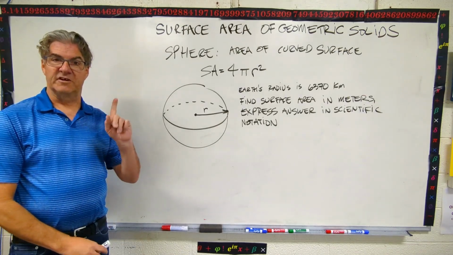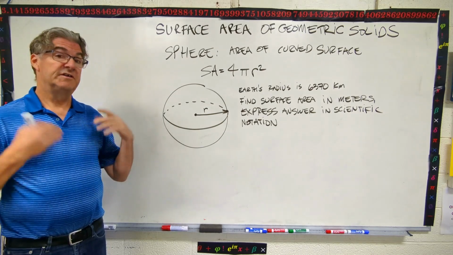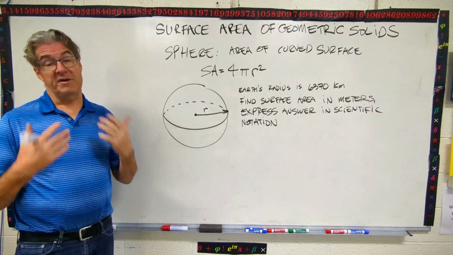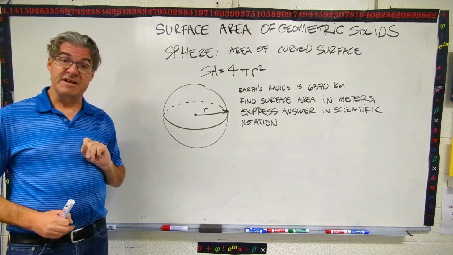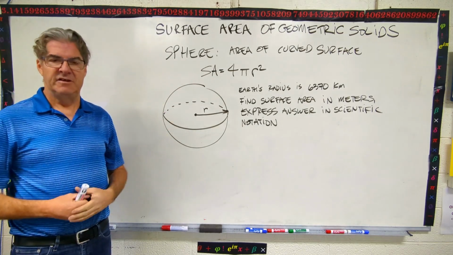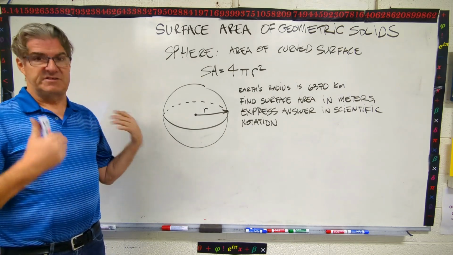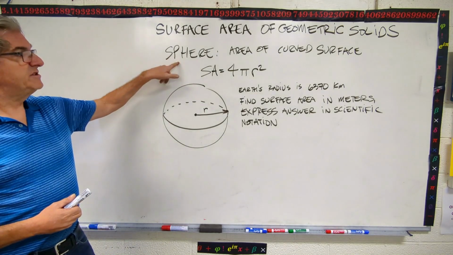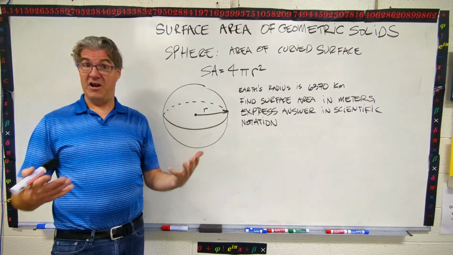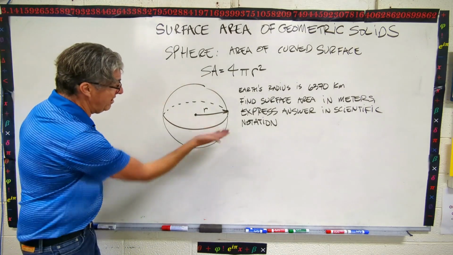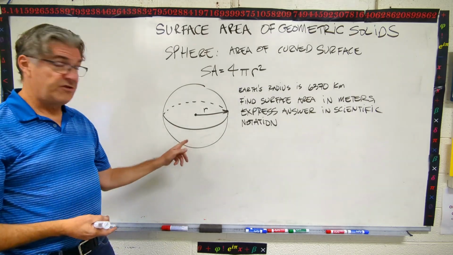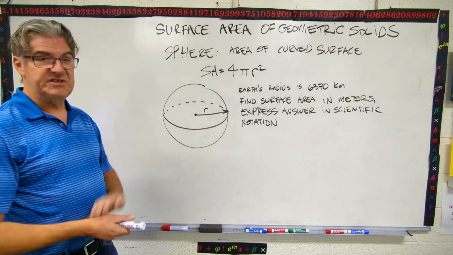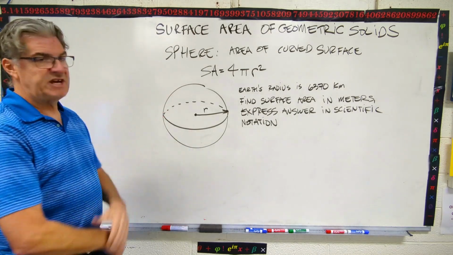One last figure, the most simple, spheres. If you remember from a previous lesson, a sphere has one number that describes it, its radius. Everything else flows from that. There's no other number that you need to describe a sphere. So a sphere, it's just going to be the area of the curved surface. Whatever that area is of the outside of the sphere, whether it's a basketball or the earth, the radius describes it, and the surface area is the outside shot.